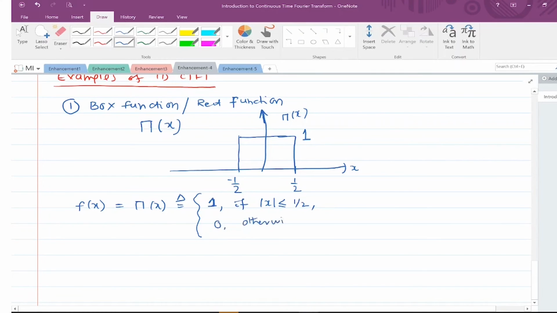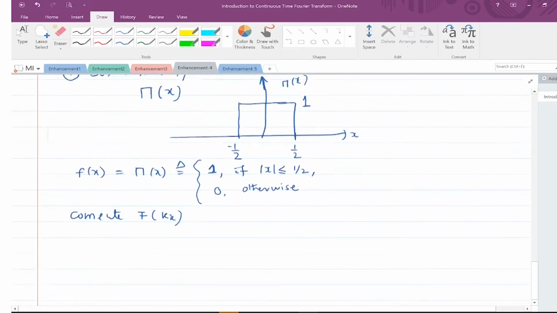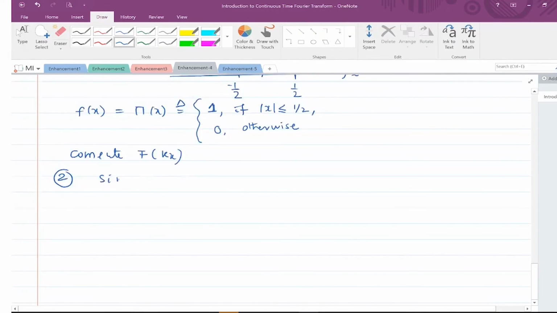In your DSP course you have done this for the notation where you are using omega. Now I want you to work it out for the kx notation. So frequency in hertz, that's what I want you to do. For this, your first exercise is compute F of k subscript x. The second exercise, I give you the sinc function. For this sinc of x, you compute the CTFT.